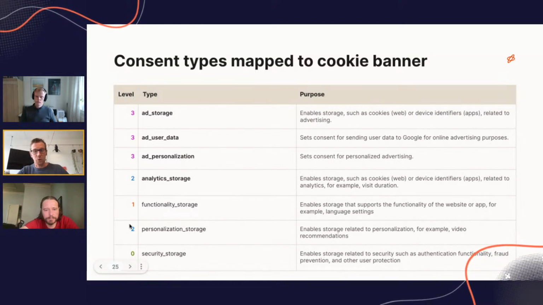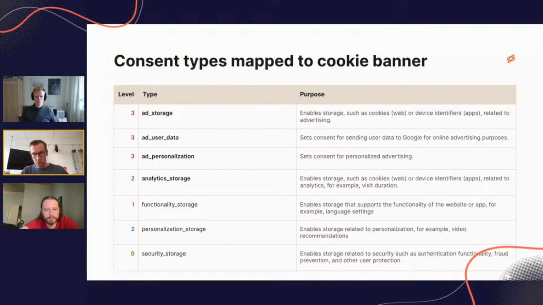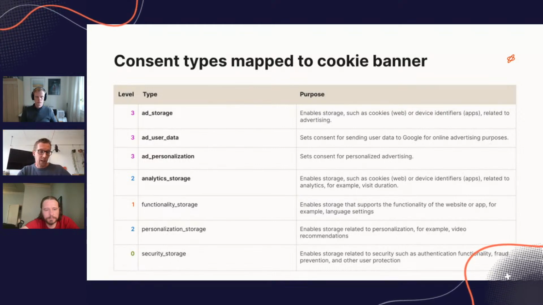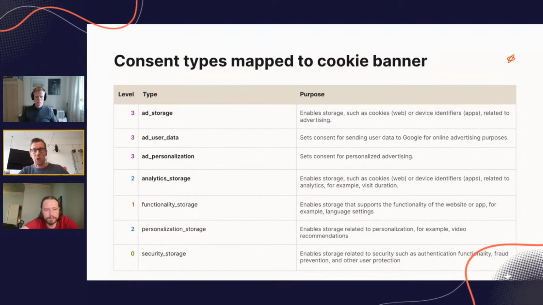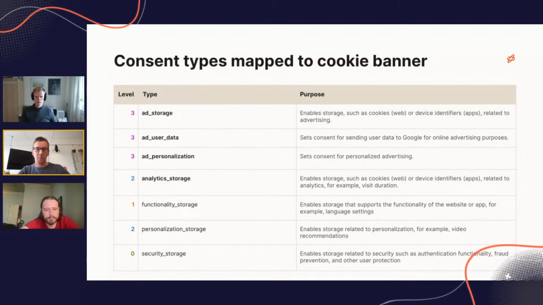Then the personalization storage is a level 2. It sounds a bit scary, personalization storage, but it's actually about storage related to video and other stuff, so it is rather harmless. That's why it is a level 2 consent type, just like analytics storage. The ad personalization, ad user data, and ad storage are 3 consent types that are heavily connected to advertising and to cross-website browsing. So they will only be activated in the tag manager when people select the all button on the cookie banner.